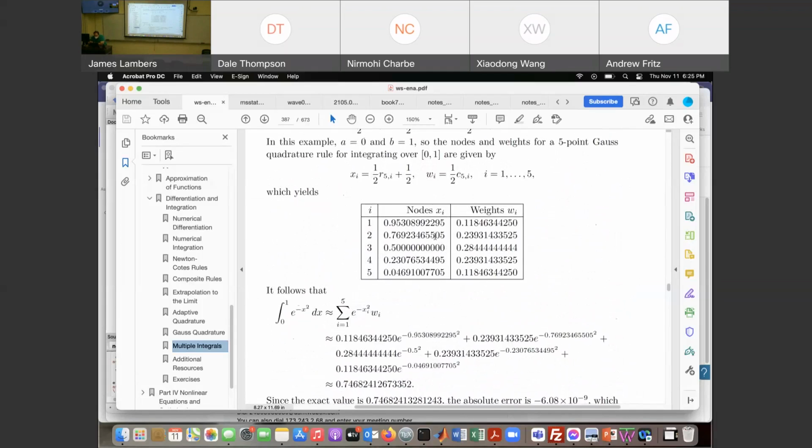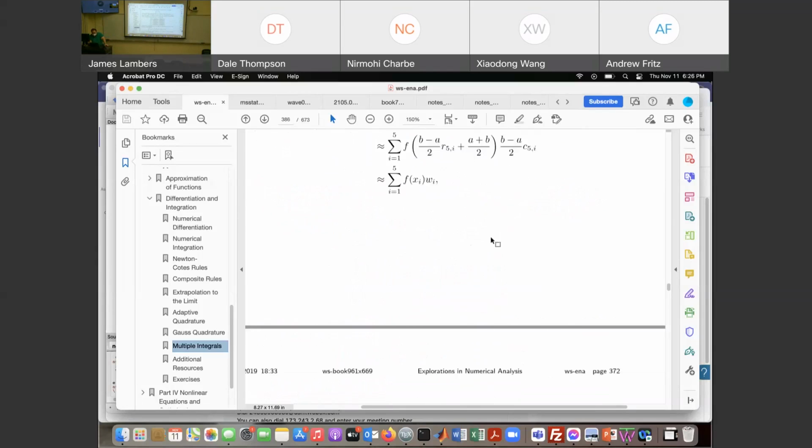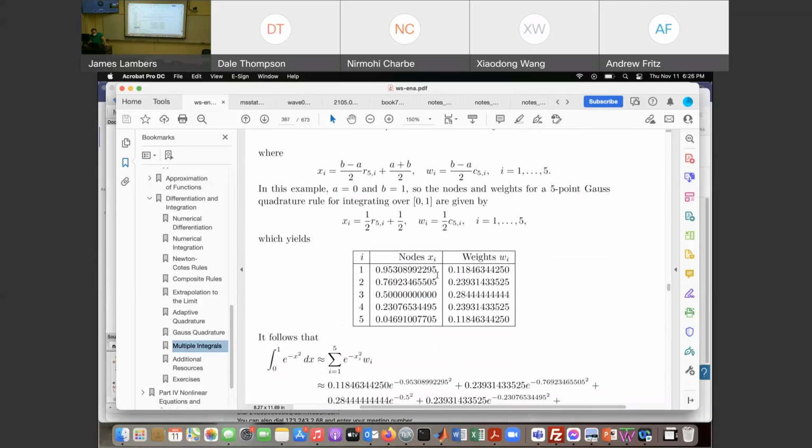This example is going to talk about how you have a table of nodes and weights for Gauss Quadrature, in this case for 5 nodes. Actually, here's the nodes and weights for the interval -1 to 1. They come from the orthogonal polynomials. And then for this example, I wanted nodes and weights for the interval 0 to 1, so I adjusted them here.